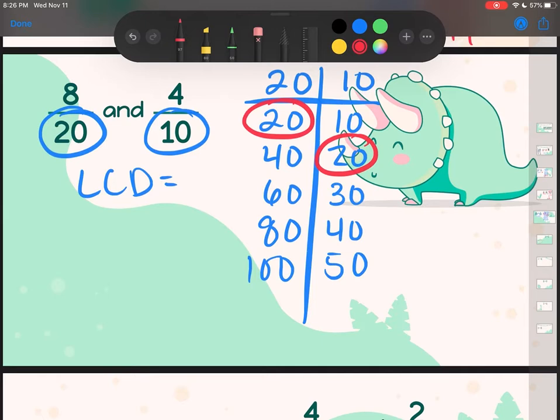So on here, you can see the first multiple that they share would be 20, right? So it's kind of like the 3 and 30. 20 didn't even have to change because 30 was already a multiple of 3, right? So in this case, same thing. 20 was already a multiple of 10, so 20 would be their least common denominator. So if this was an addition problem, I wouldn't have to change our 8/20ths. I would only have to change the 4/10.